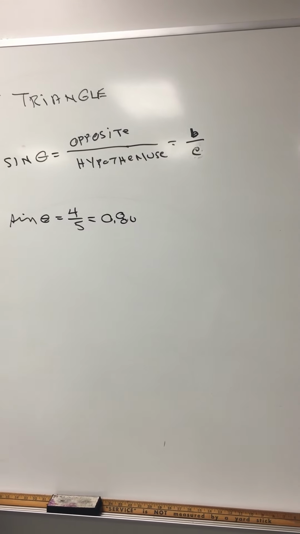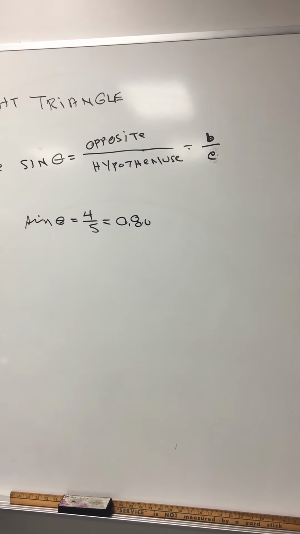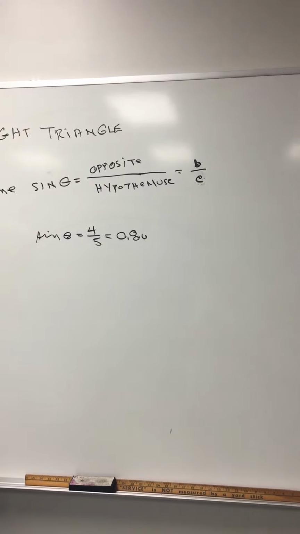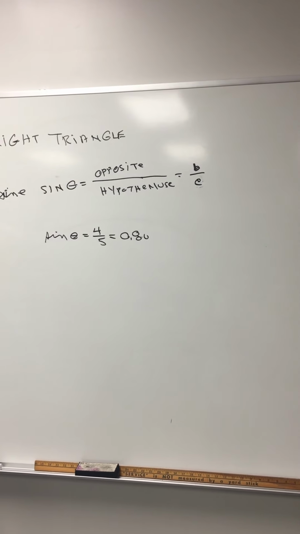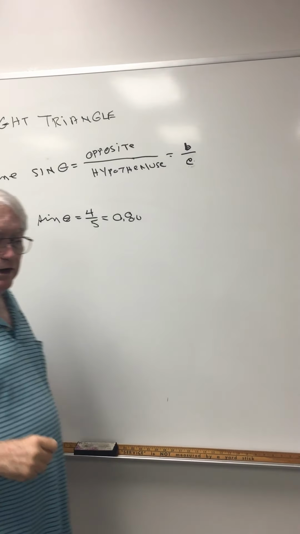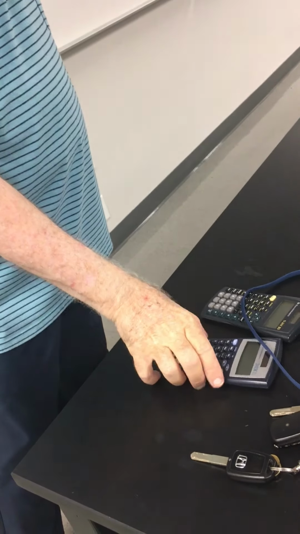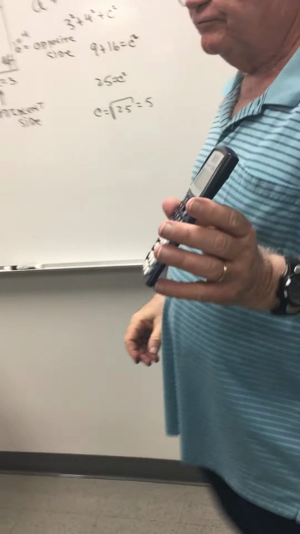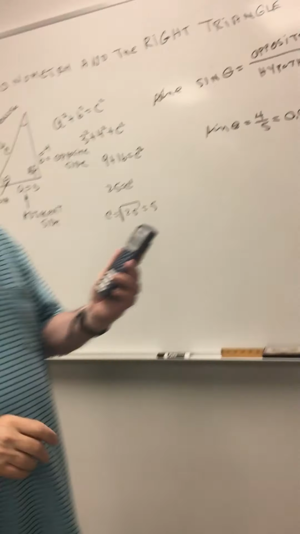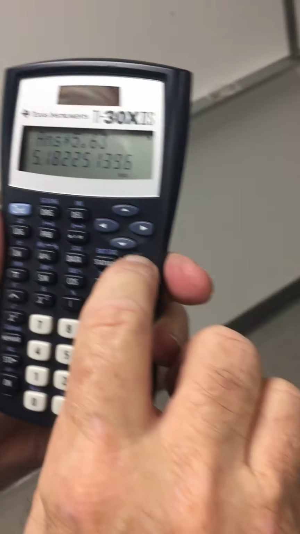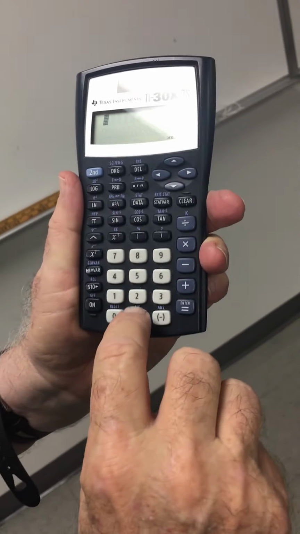Now, one of the requirements for this class is to have a simple scientific calculator. It should have sine, cosine, tangent, square roots, square of numbers, that sort of thing. And I have two here. I'm going to use one of mine right here. And so what I'm going to do is put in 0.8.